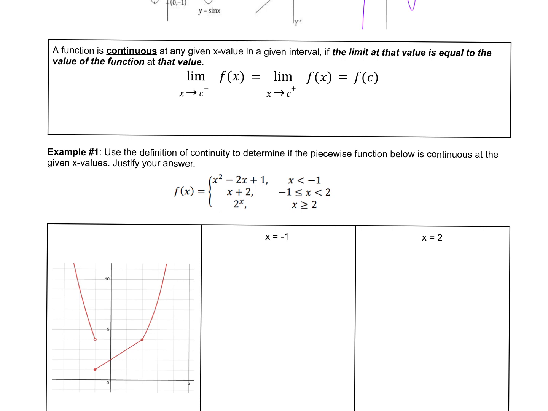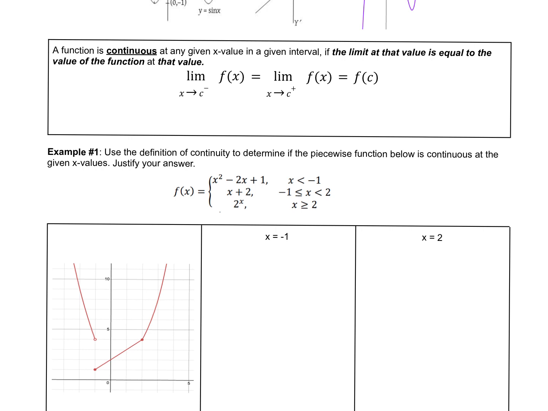A function is considered to be continuous at any given x value in a given interval if the limit at that value is equal to the value of the function at that value. So that means if the limit from the left equals the limit from the right, which also equals the value of the function, then we can say it's continuous.